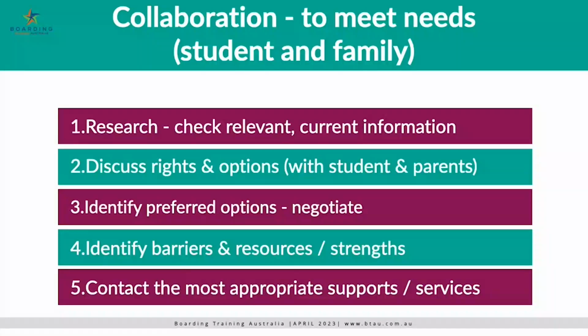Sometimes you'll need to collaborate to meet the needs of a student, so work with the student and the family. So the steps in this collaboration process are to research and to check relevant current information. So this is information such as what the student's needs are, and then what's available to meet their needs. And then you would discuss the rights and the options with students and parents. What's their first choice to meet these needs, identify the preferred options, identify any barriers and resources, any strengths.